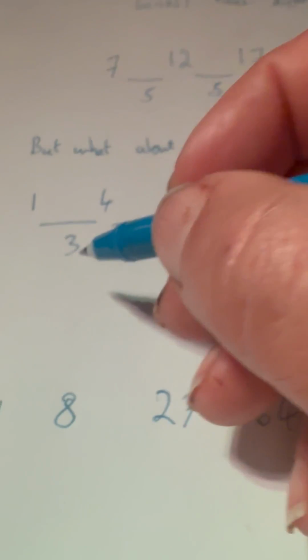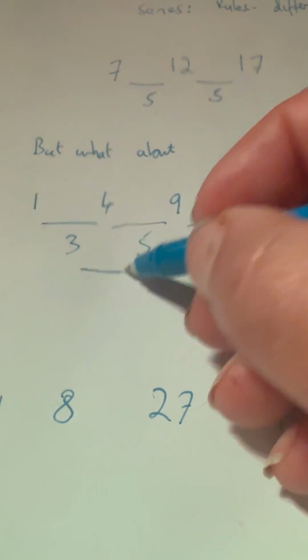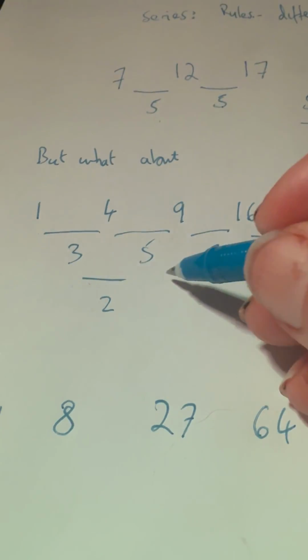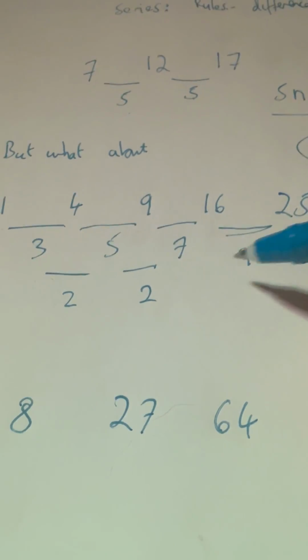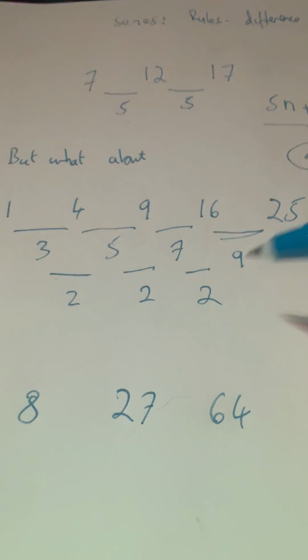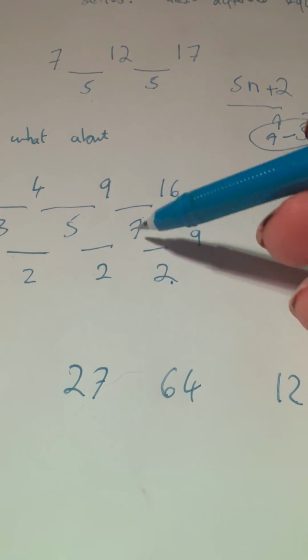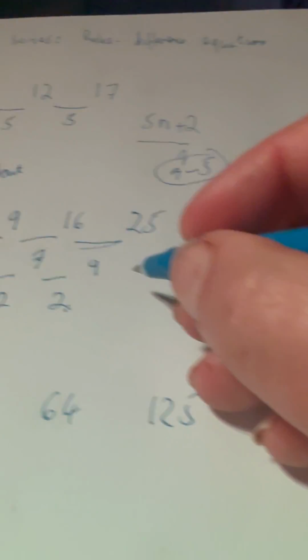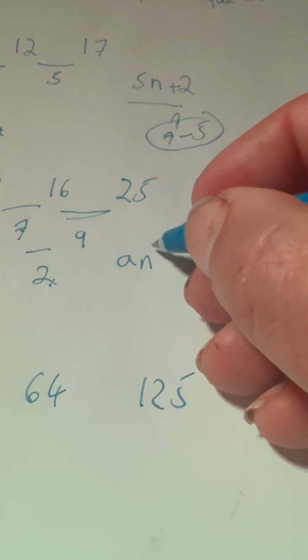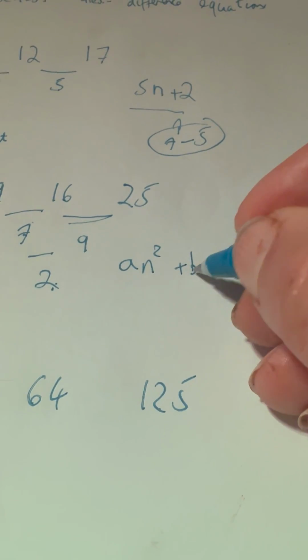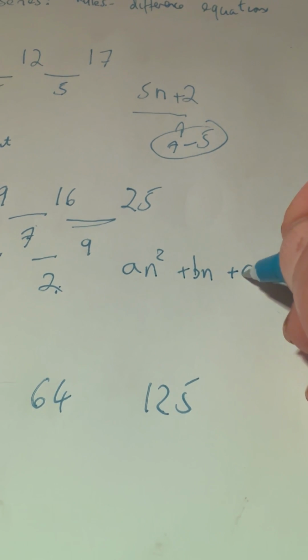And the difference between these two numbers is, of course, 2. And the difference between these two numbers is 2, and again 2. And the rule is, if it stops in 2, so that's your first difference, your second difference, it will always be in the form of an squared plus bn plus c.